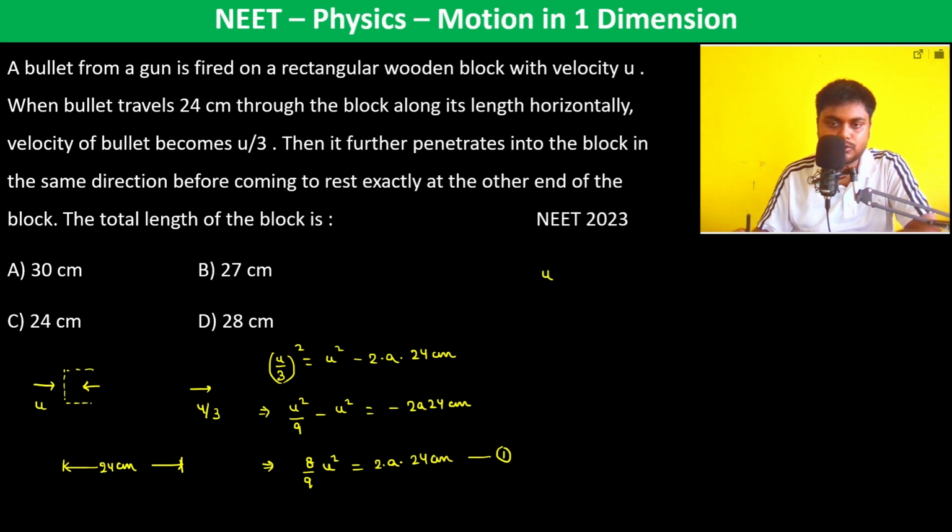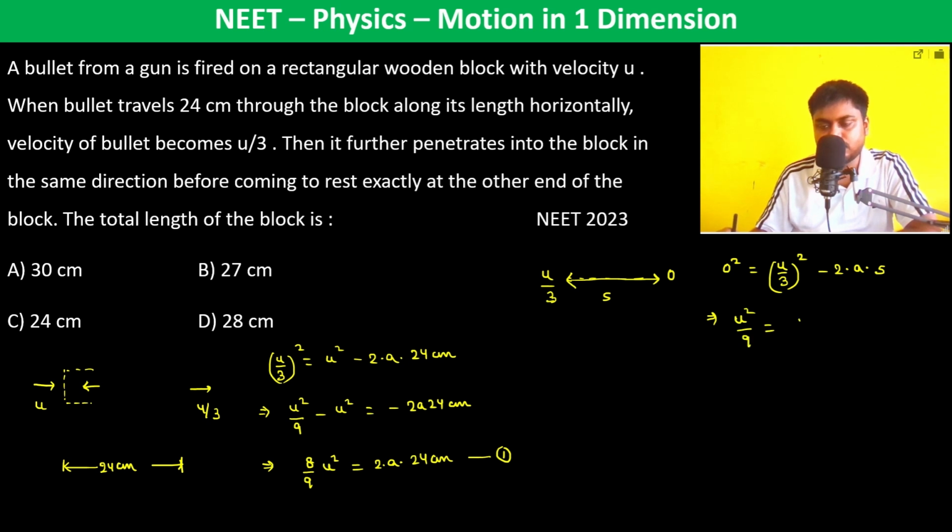Now then it further penetrates in the block in the same direction before coming to rest. So now it's u by 3, and then it penetrates and it comes to rest. So let it be s, and here the velocity is 0. So again using the same equation, final velocity is 0 square. This is equal to initial velocity u by 3 whole square minus 2 into a into s. So therefore u square by 9 is equal to 2 into a into s.